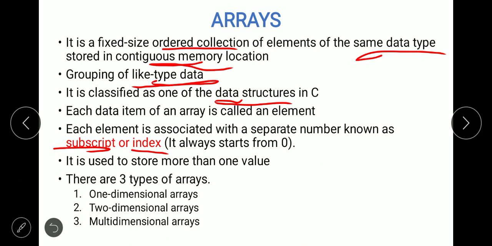The use of an array is that it can store more than one value, whereas our fundamental data types, integers, float and doubles, could not store more than one value, correct? But our array, which is also called a derived data type, can. Some examples where an array can be used are a list of employees in an organization.